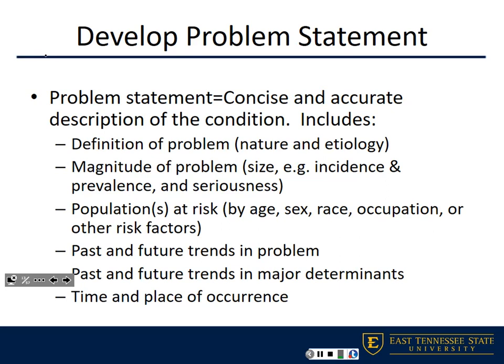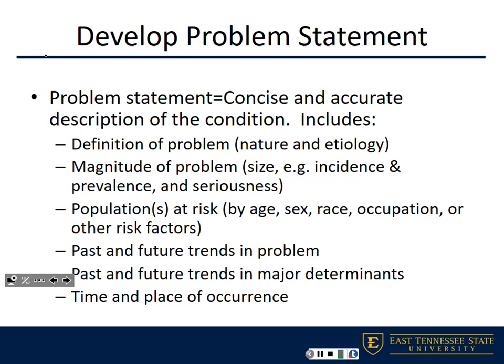The problem statement also identifies past and future trends in the problem. So have the incidence or prevalence rates been increasing or decreasing, or are they stable over time? What's happening to morbidity, mortality? So really a visual depiction of that epidemiological data, both for the problem itself and also for its major determinants of risk factors. So we want to know what are the trends over time in our health outcome or problem and in the underlying factors.